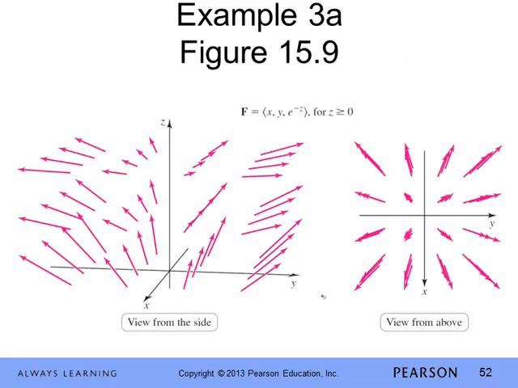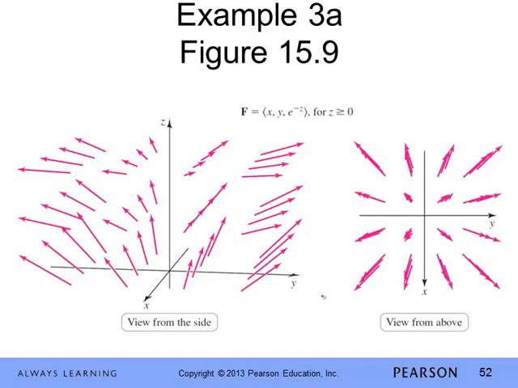So here's an example of a 3-dimensional vector field. Here we've got big F being equal to x comma y comma e to the negative z. Now, here we've got x coming down like that. We've got y going that way. We've got z going up. Z's actually going more like this, tilting over like that.